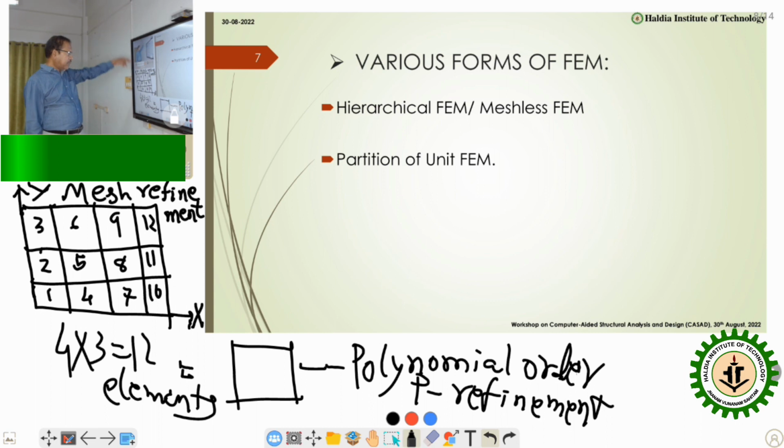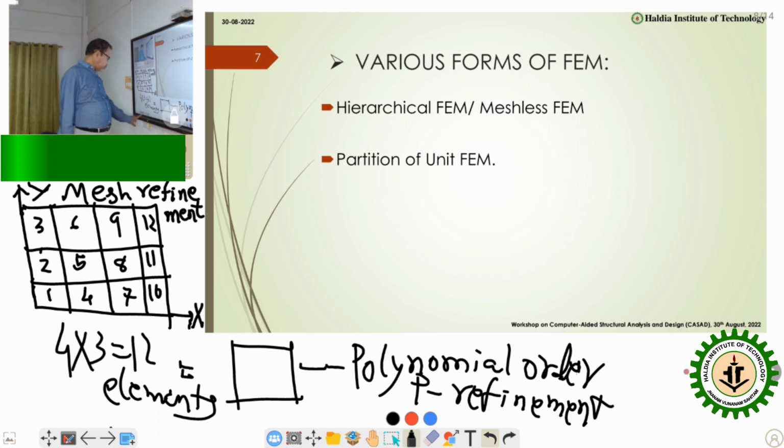So in that case, either we can refine the mesh or increase the number of meshes, or we can increase the polynomial degree. That is called P refinement. So these two basic things make a difference between these two types of finite element methods. Then comes the partition of unity finite element method. That's a different kind of finite element method, but cannot be covered here.